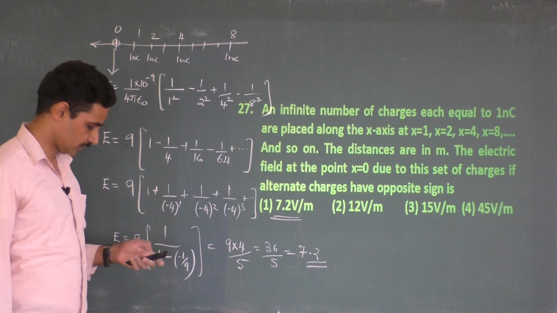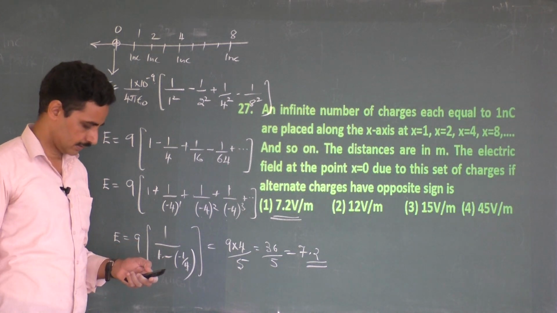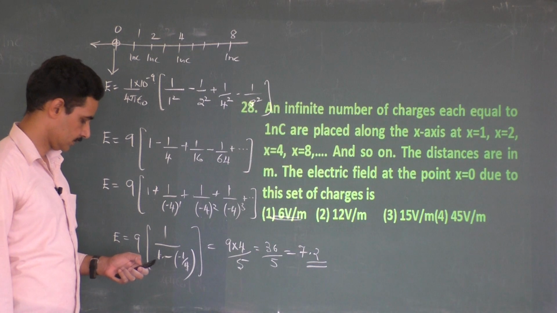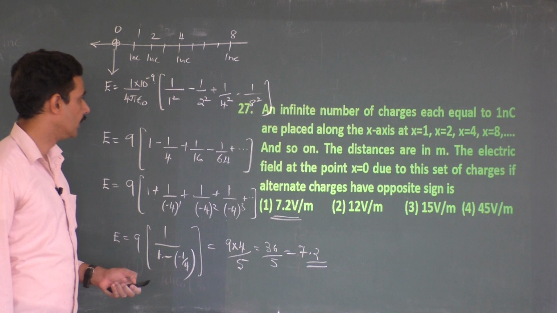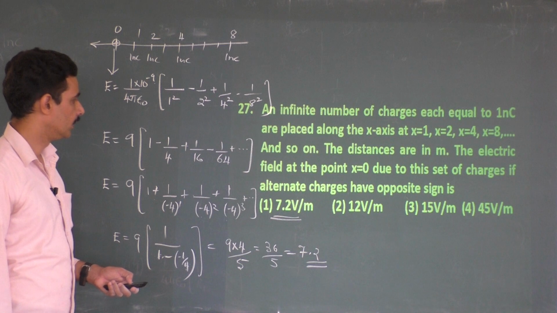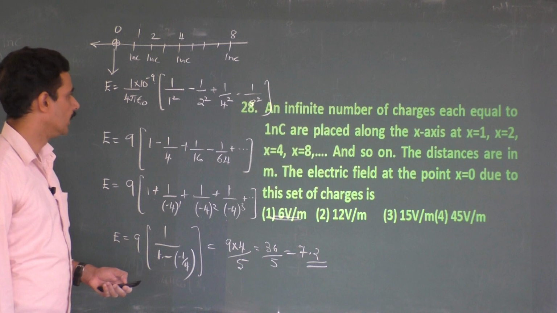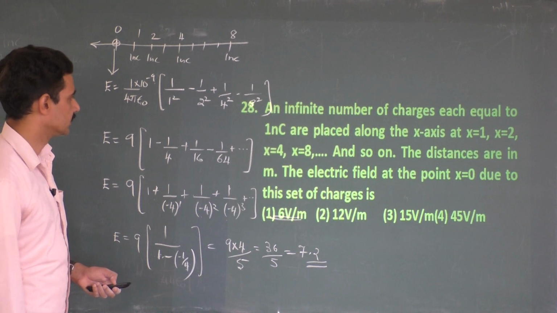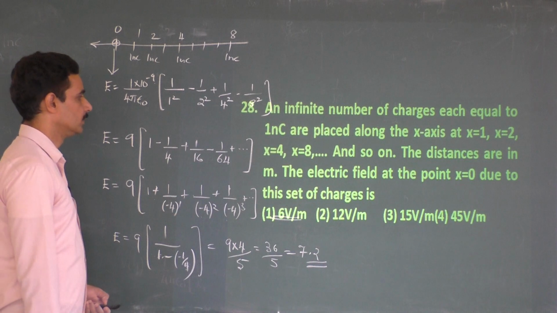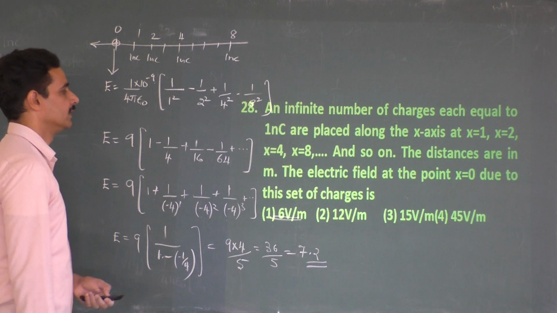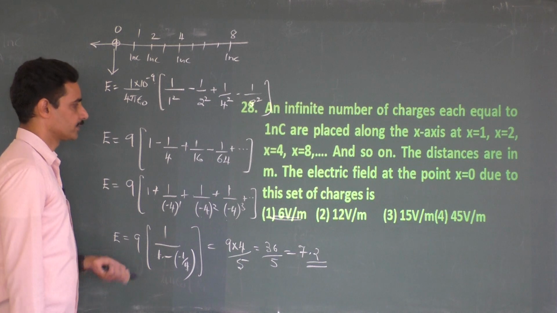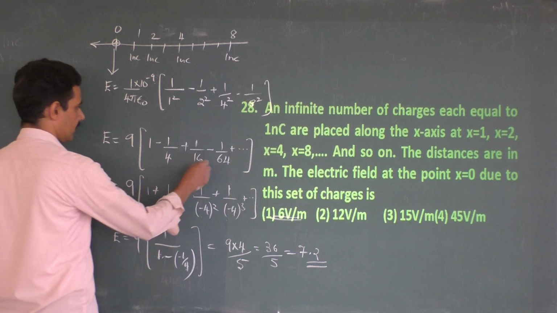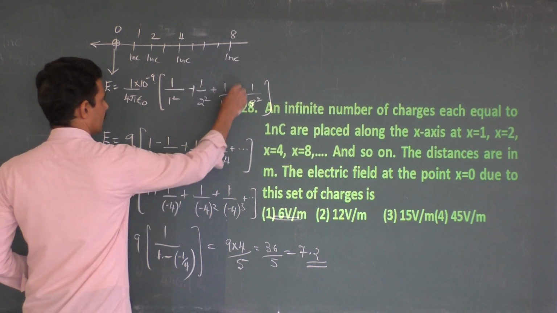So all you should know is infinite series addition, geometric progression. Okay, 28. Right. The electric field at a point x equal to a set of charges, 1 nanocoulomb, 1 to 4. Only the difference here is you have all the charges positive, infinite number of charges. Positive charges means this is all positive. That is the only difference you have to go for.